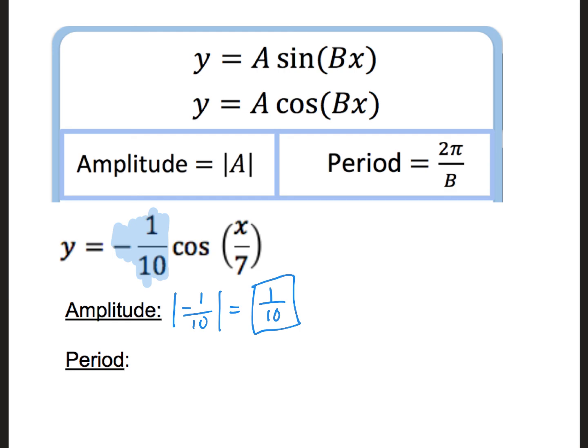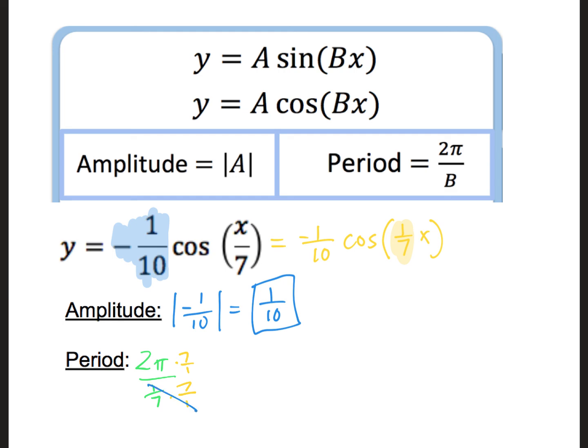Again, for your period, you want to figure out what number is your b value. So if I rewrite this, technically we have -1 over 10 cosine of 1 over 7x. So technically, my b value is 1/7. So if I plug that into my equation, we have 2 pi divided by 1/7. Again, to move 1/7 to the top, we're going to multiply by the reciprocal, which is 7 over 1.